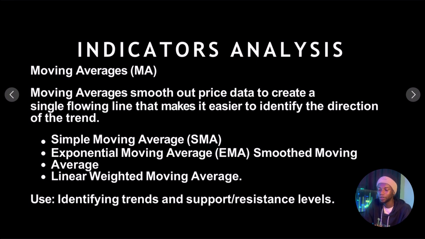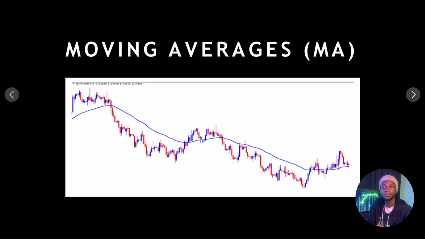The simple moving average can also be called the SMA, and then the exponential moving average can also be called the EMA. It is used to identify trend and also used for support and resistance level. If you've not talked about support and resistance, we're still going to talk about support and resistance in a subsequent video. So like I said the other time, the moving average is usually used in order to identify trend.